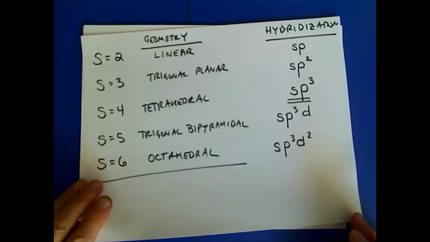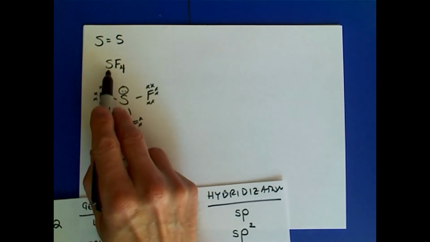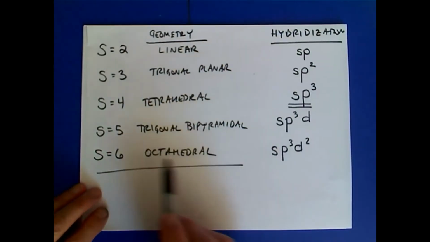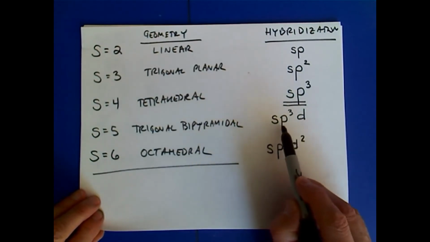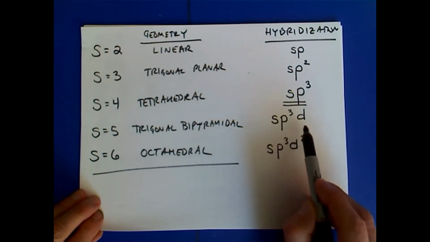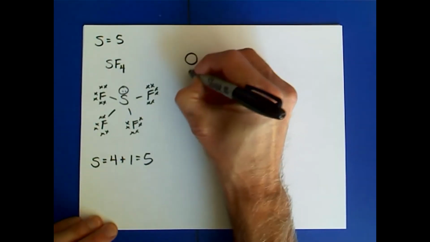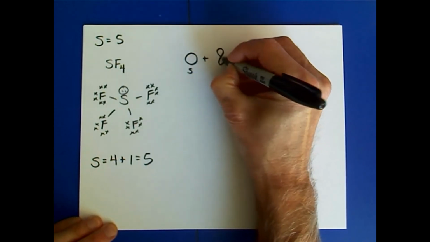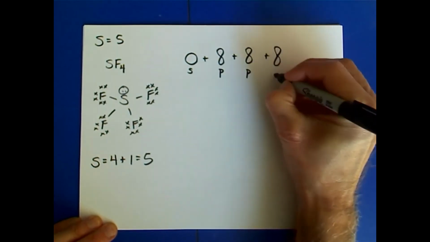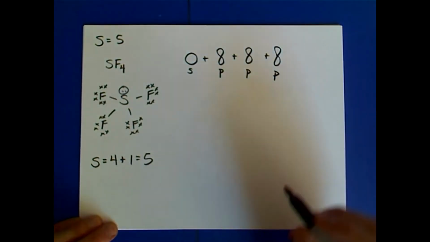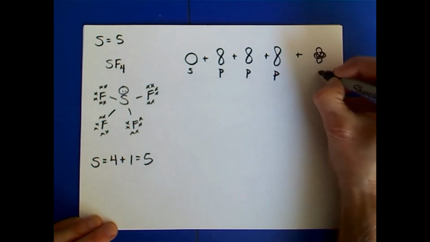If we look at our chart, we recognize that the pairs of electrons around a central sulfur in SF4 are going to take on a trigonal bipyramidal arrangement, and that's going to arise from sp3d hybridization. So what occurs in sp3d hybridization, you take an s orbital, and we're going to mix that with 3 of the p orbitals. That's all we get. You only get 3 p orbitals in any subshell, and then we're going to add in 1 of the d orbitals. In this case, we're going to add in the dz squared.